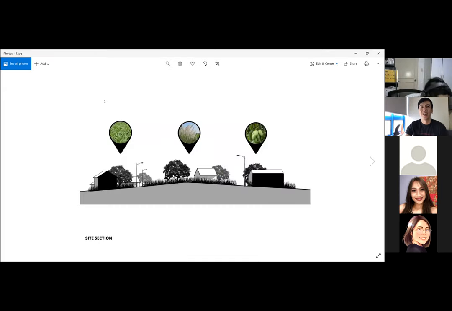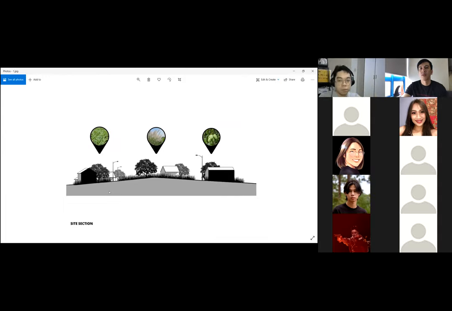Then, ito po yung site section. Ito po yung sa mismong lot ko. So, medyo mataas siya. Tapos, pagdating po sa sidewalk, pababa. Ang problema ko lang po sa lot ko is mabaha po yung ibang part. Lalo na pag binabagyo or kahit konting ulan lang minsan mabaha na po siya.